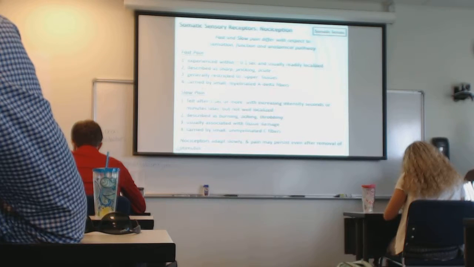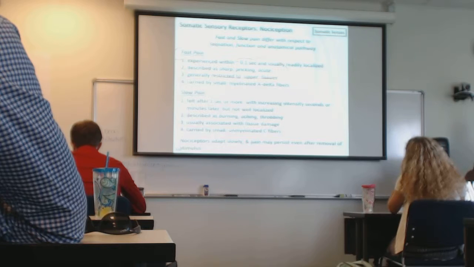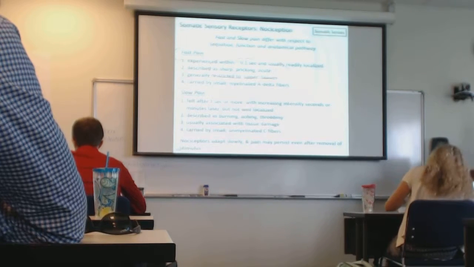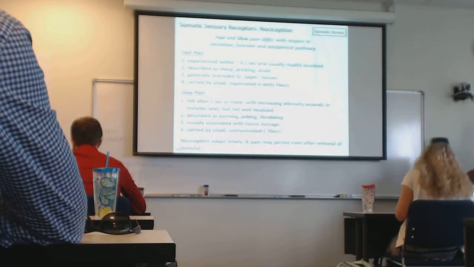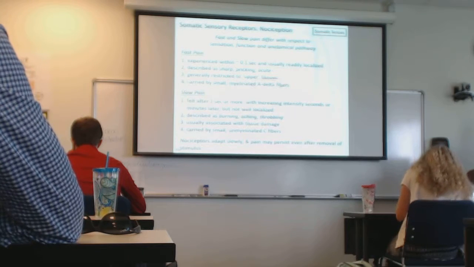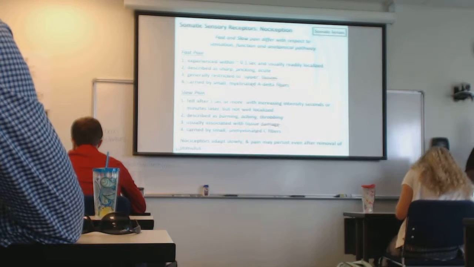As I say, I'm not too concerned about the terminology we use to describe pain. Fast pain, again, is described as sharp, pricking, acute. Slow pain, burning, aching, or throbbing. But recall, these involve anatomically different pathways. Fast pain, A delta; slow pain, C fibers.